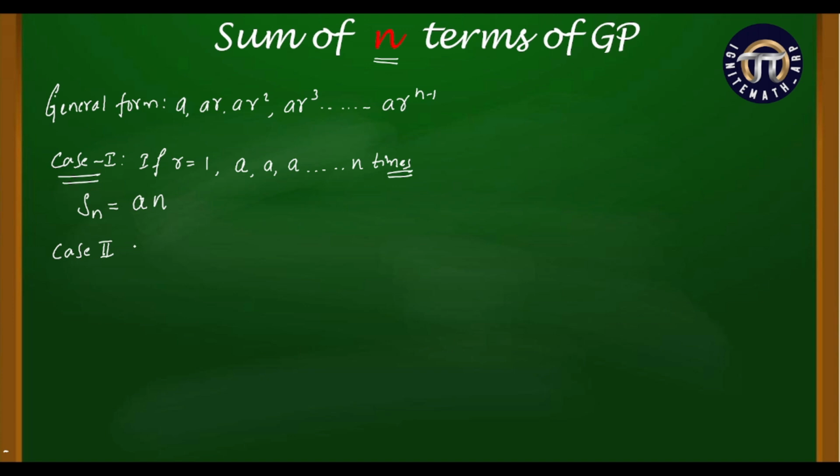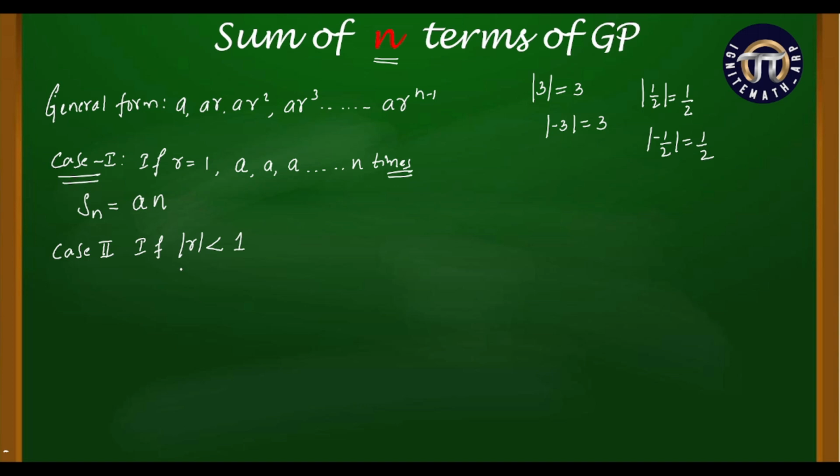Case number 2: if modulus of R is smaller than 1. You must know what you mean by modulus of R, children. Modulus of 3 is going to be 3. Modulus of minus 3 is also going to be 3 only. Modulus of 1 by 2 is going to be 1 by 2. Modulus of minus 1 by 2 is also plus 1 by 2 itself. So that is the meaning of the modulus of a given value.